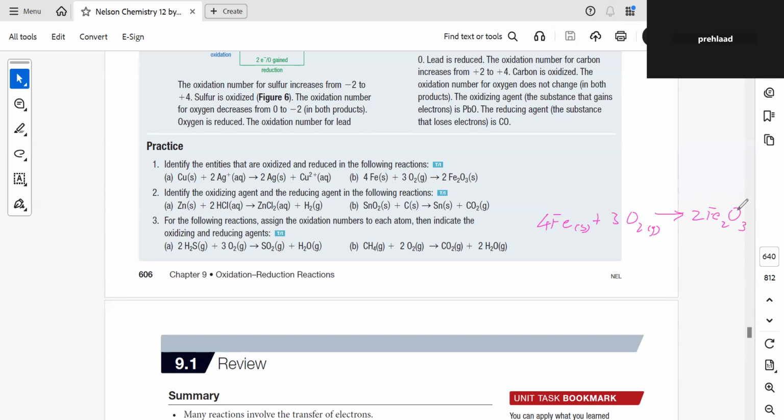No, that's not the way. I didn't tell you this rule earlier. If there is an element on the periodic table in its natural state, the oxidation number is 0. Iron is a solid, so it will be 0 in its natural form. Here it is easy: you have oxygen, which is always -2. So all elements in their natural form are 0.